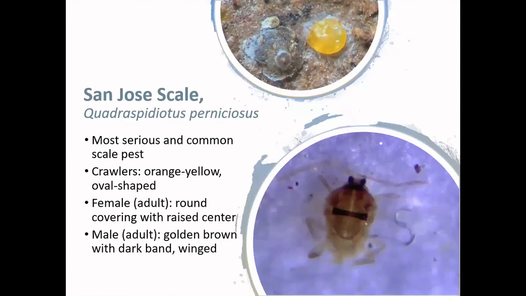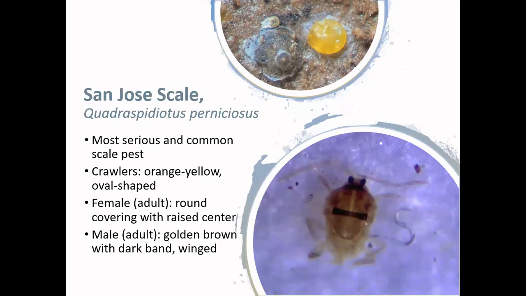Moving along to scale species, the San Jose scale is the most serious of the scale pests in Ontario. So this is what I'm going to speak on during this presentation. It's really becoming more of an issue in Ontario orchards, and a lot has to do with the movement away from the broad spectrum insecticides that were previously used and that did have some control over this pest.